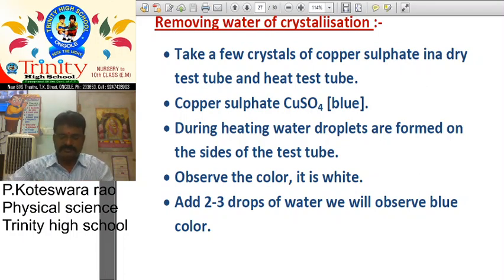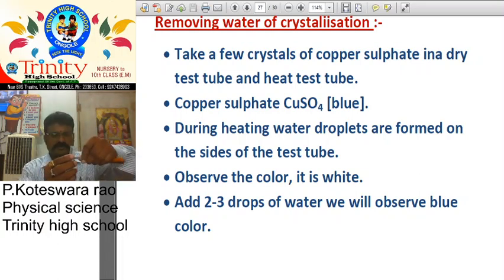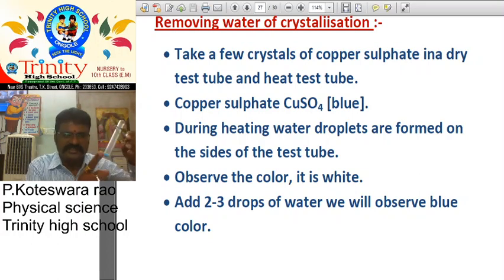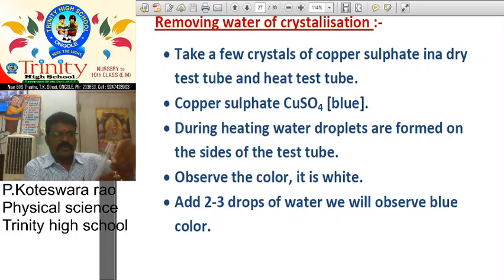Then we can easily heat it with the help of a spirit lamp. Okay? So which color does it have here? Blue color. We hold it with the test tube holder.